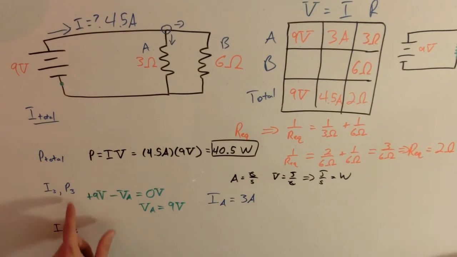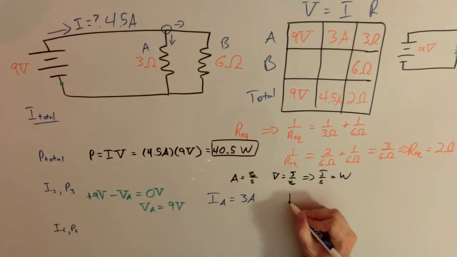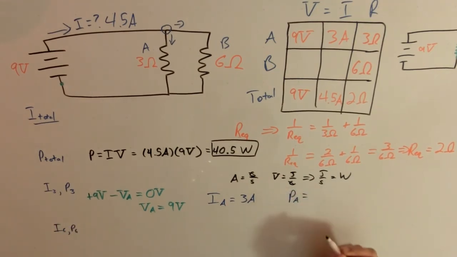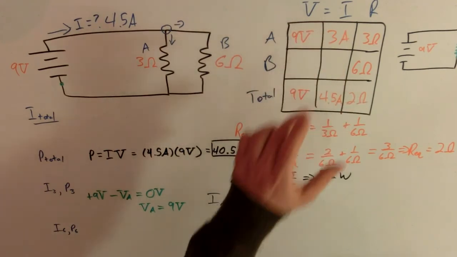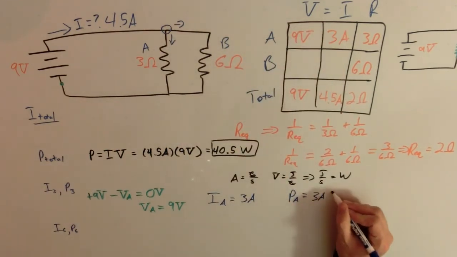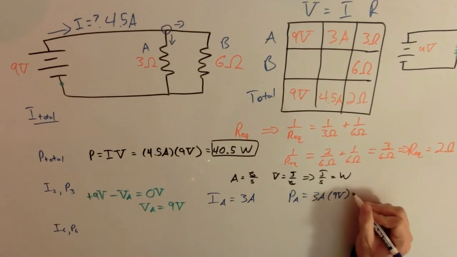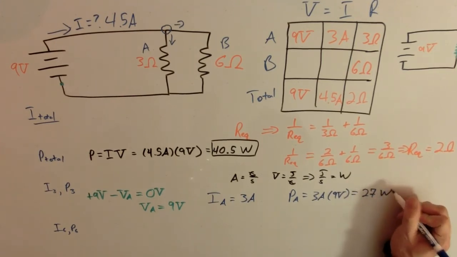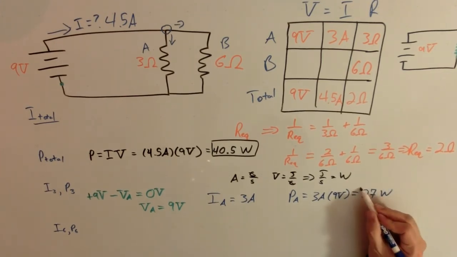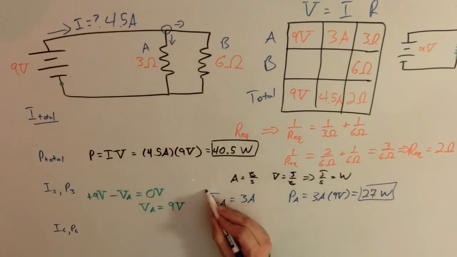The next thing I want to know is the power consumed in resistor A. Well, I could do the same thing. I've got the whole thing filled in, so I'm just going to use PIV. P equals I times V, so I'm going to do 3 amp times 9 volt, and I'm going to end up with, what is that? That's 27? 27 watts. Alright, we've got that one done.